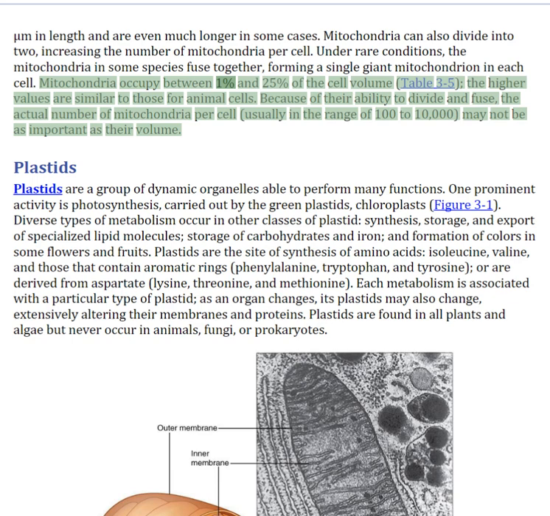Mitochondria occupy between 1% and 25% of the cell volume. The higher values are similar to those for animal cells. Because of their ability to divide and fuse, the actual number of mitochondria per cell may not be as important as their volume.